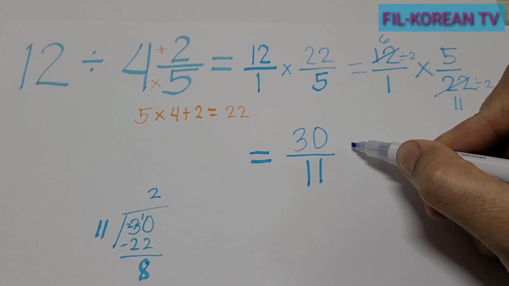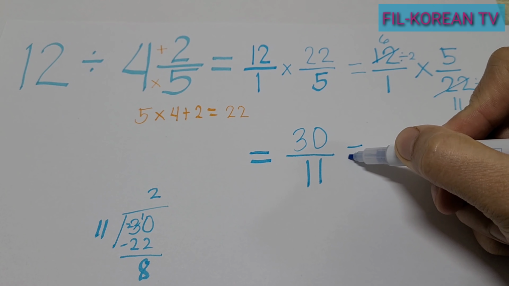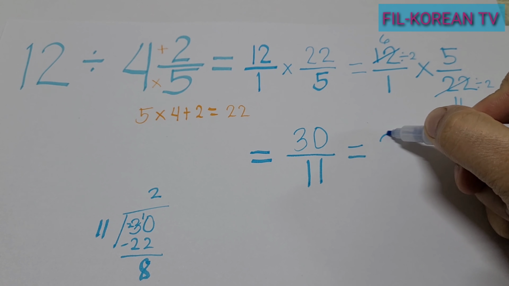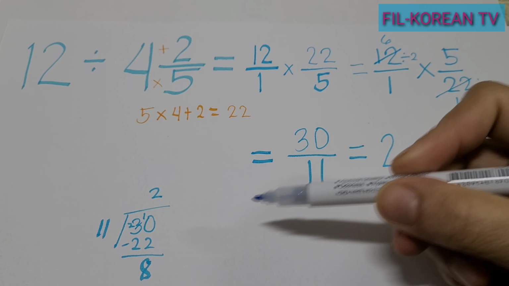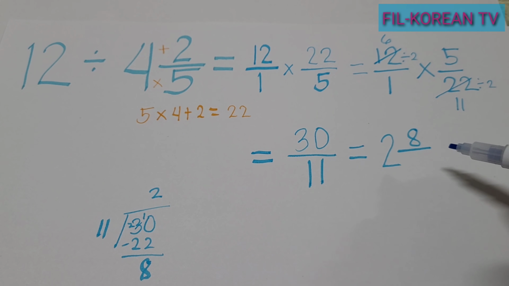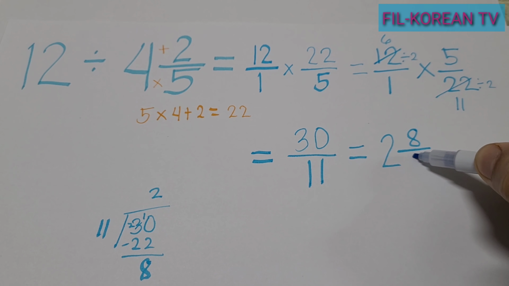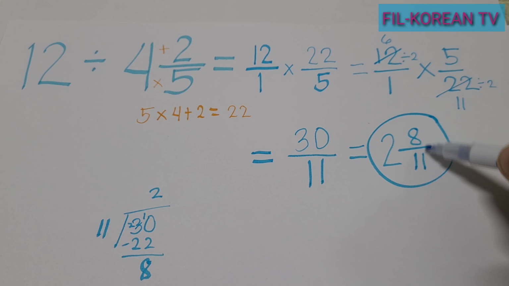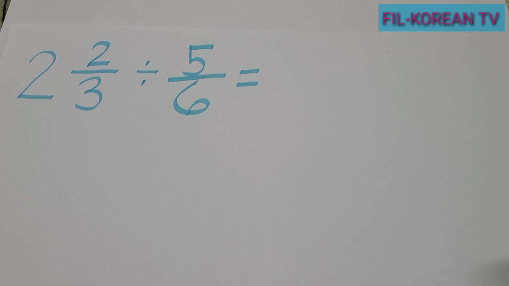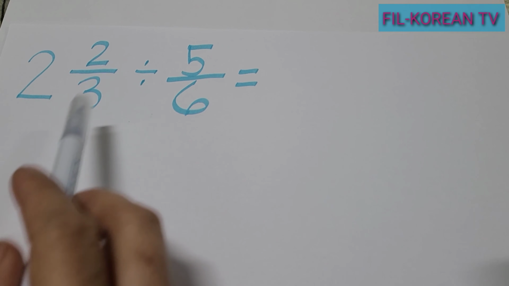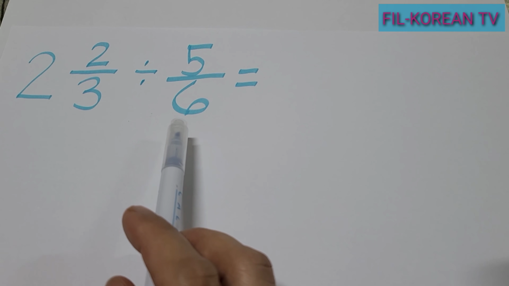Okay, so isulat natin dito. Yung pagsulat natin, yung quotient na 2, yun ang whole number. And then, yung remainder na 8, ang numerator. At ang divisor na 11, ay yun ang denominator natin. Ito na yung answer natin. 2 and 8/11. Fourth problem is 2 and 2/3 divided by 5/6.